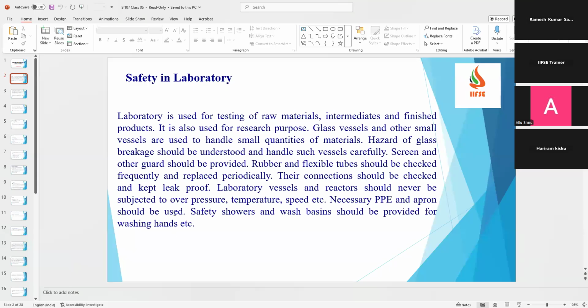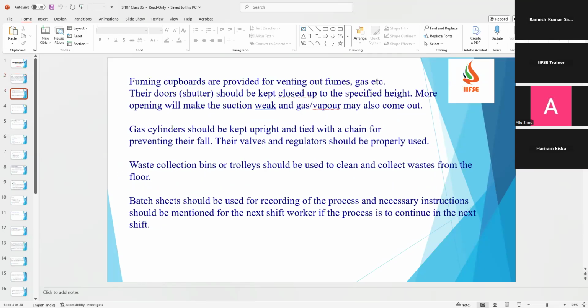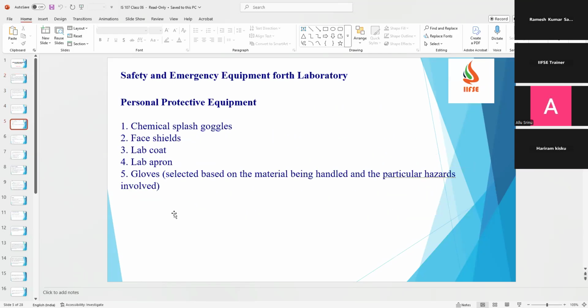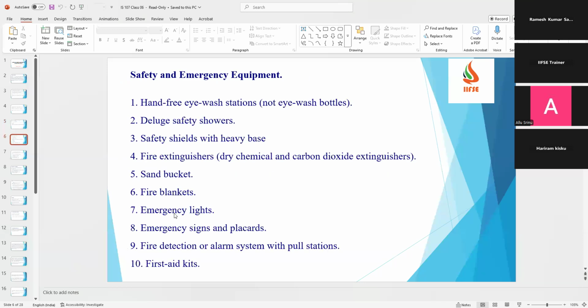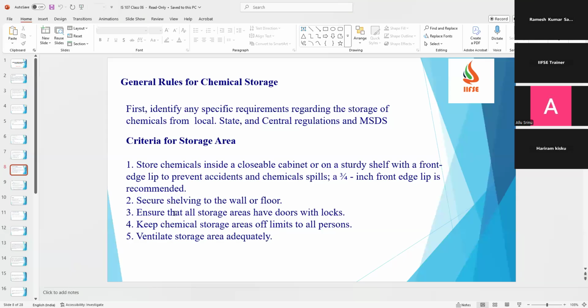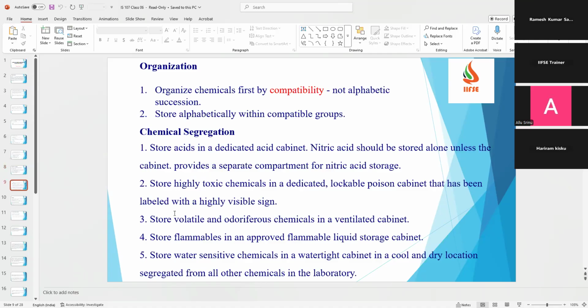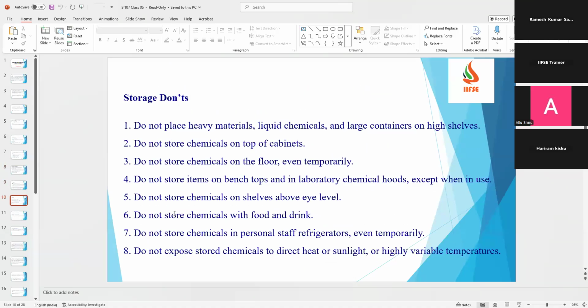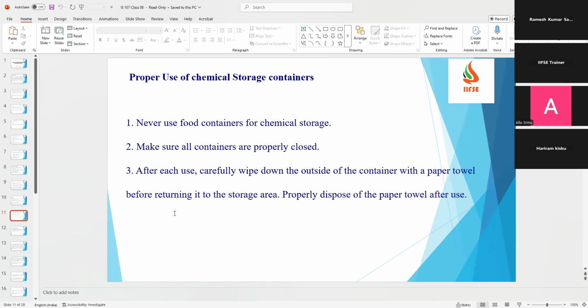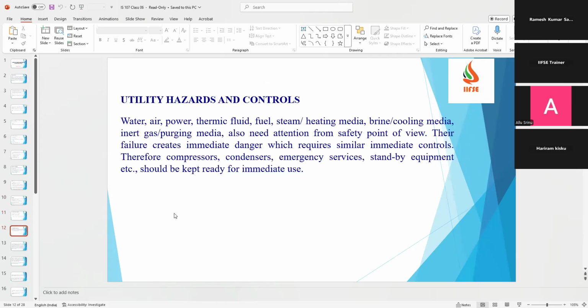Yeah, yesterday we started with the safety in laboratory. We have seen various concepts. We have seen what are the different types of PPEs required, and also safety and emergency equipments required in the laboratories. Then we have seen general rules for chemical storage and storage criteria, and chemical segregation. And we have discussed storage zones, also chemical storage containers, and utility hazards and controls also we have discussed.